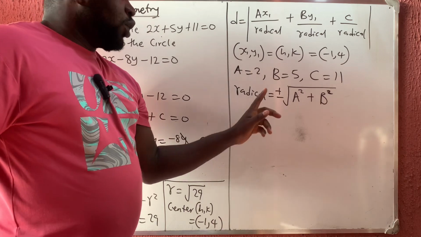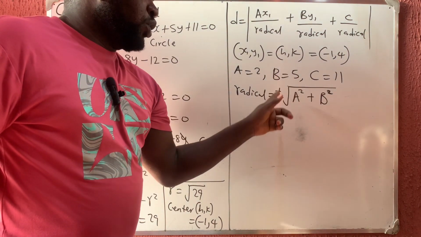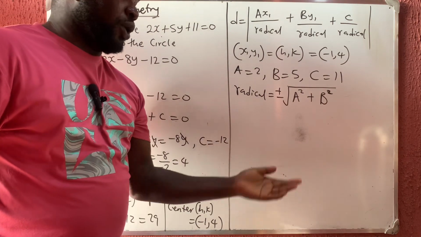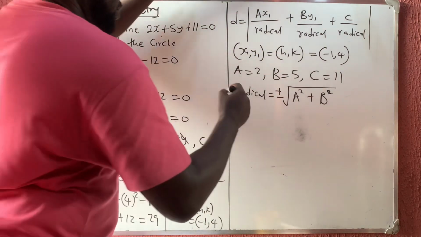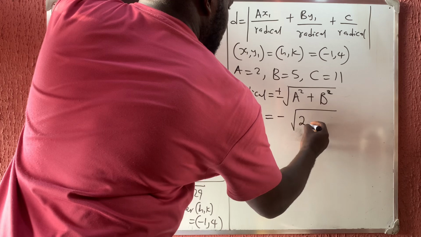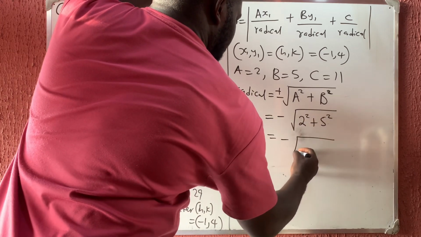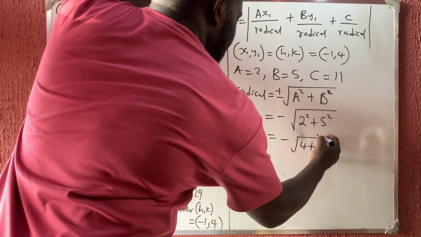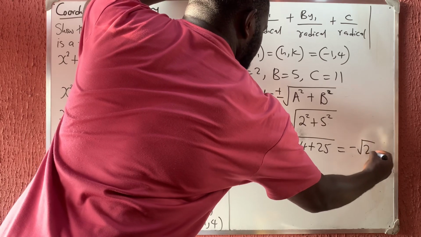We use plus if c is minus, and we use minus if c is plus, and in this case our c is positive, so we are going to use minus. So that is that for radical. The condition depends on c. So this is equal to minus the square root of my a, which is 2 squared, plus 5 squared, which will give us minus the square root of 4, since 2 squared is 4, plus 5 squared is 25, which is giving us minus the square root of 29.